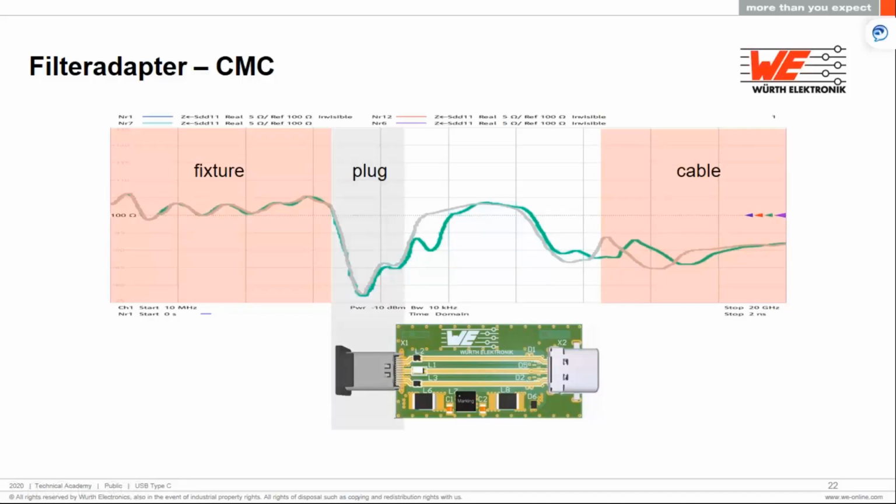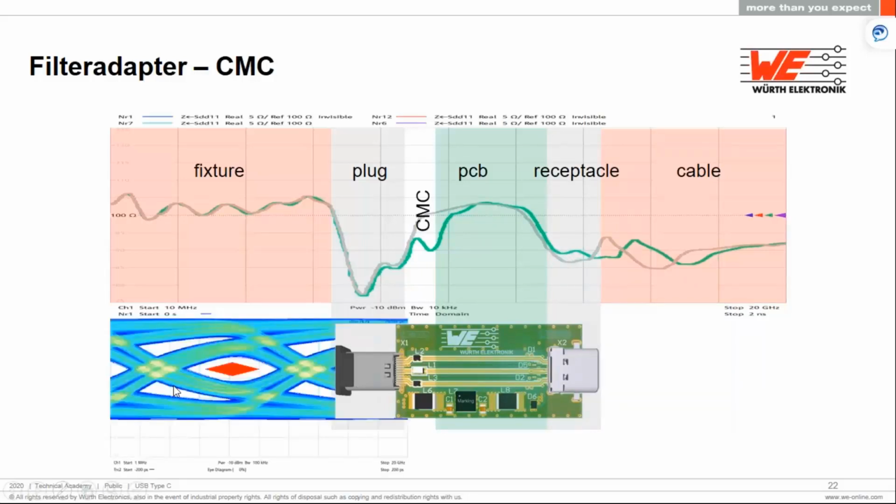Plug stays the same. It is still close to 90 ohms. The common mode choke made it a little closer to 90 ohms, with slight difference due to the strain inductance of the choke. The PCB remains the same and the receptacle also remains pretty close to 90 ohms. So when we selected a proper common mode choke, a proper filter, we see that the eye diagram or the signal diagram is not at all manipulated or changed.